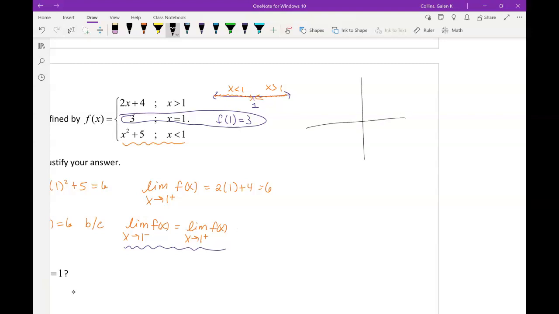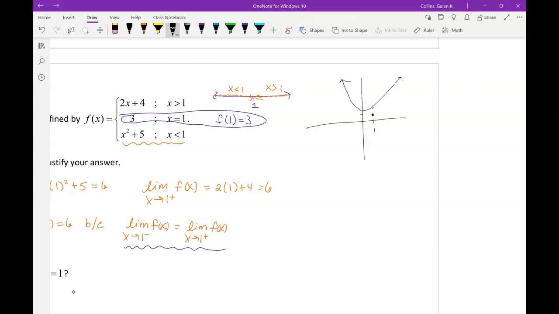But if I'm coming up at 1 from the left and I have x squared plus 5, I know that this is a parabola with a vertex at 5. So it's going to look like that on the left, more or less. On the right of the 1, I know I have a line, 2x plus 4. So my line would have a y-intercept of 4, but it would start that way. And then the function itself exists at 3 there.